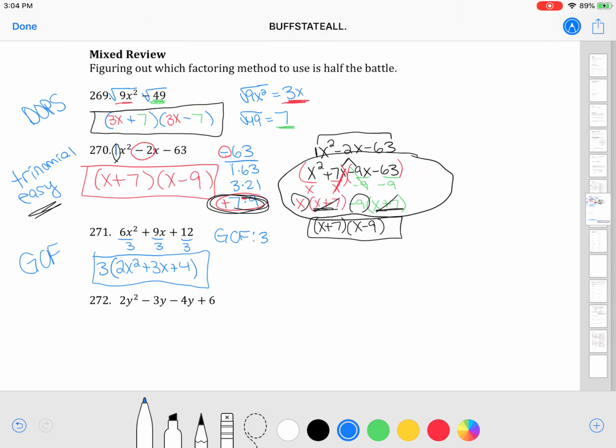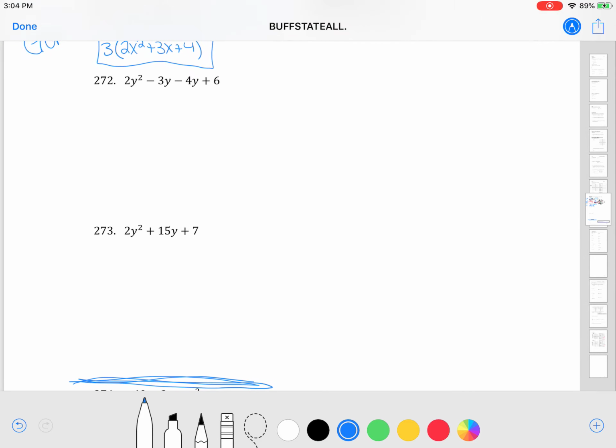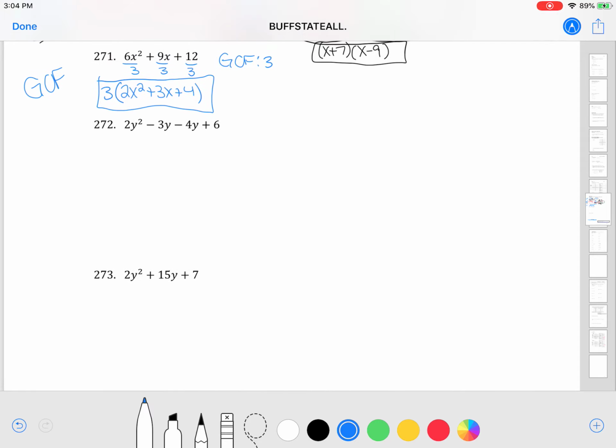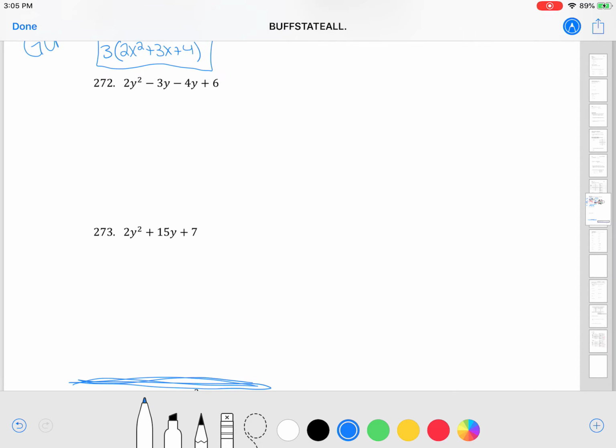So now going back, so far I've done DOPS, Trinomial Easy, and GCF. That means I'm done with those 3 methods. There's only 2 more methods to go. I look at 272 and I count my terms. I would normally check for a GCF first, but since I've already done it, I know it's not going to be the GCF method. All I have left is grouping and Trinomial AC. So 272 has 4 terms. I'm going to do the grouping method.